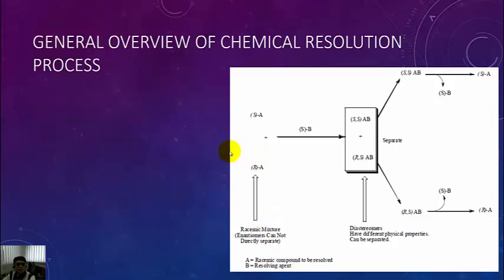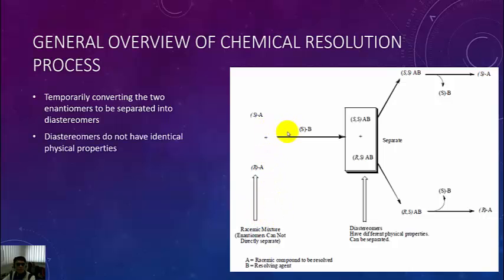Now the resolving agent is most often a single enantiomer of another chiral organic molecule, but in some types of resolutions it can be a biological agent, such as an enzyme or a transition metal catalyst. By reacting the two enantiomers of the racemic mixture with the resolving agent, two diastereomeric compounds will be formed. Unlike enantiomers, diastereomers do not have identical physical properties.